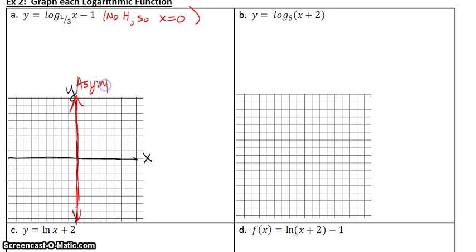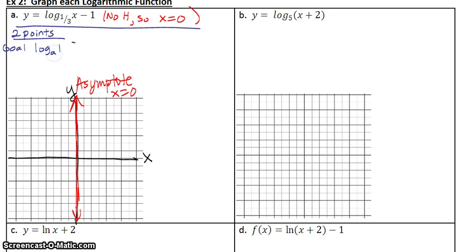Asymptote x equals 0. And now here comes the hard part. So I'm going to attempt to find 2 points. My first goal is to use the property where I have log base a of 1, because I know that that whole thing is going to be equal to 0. So this is me trying to do this if, let's say, I didn't have a calculator or something.